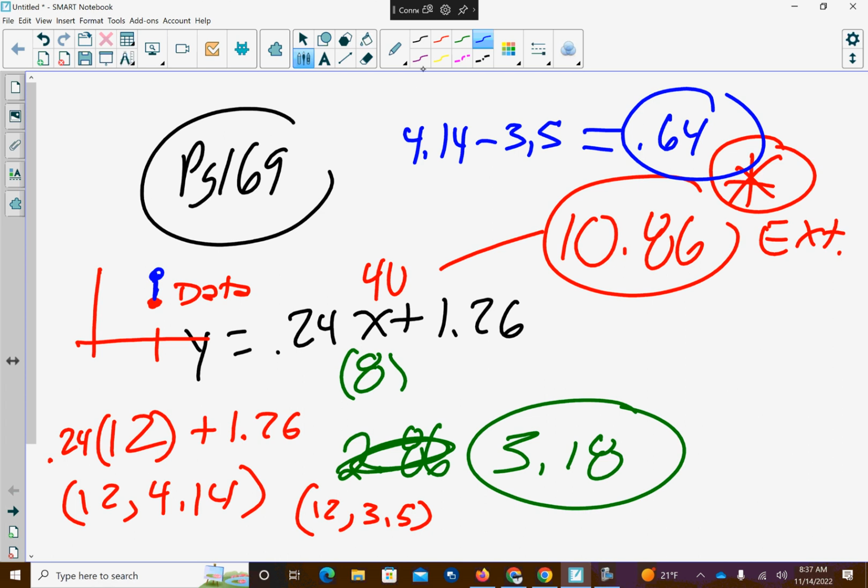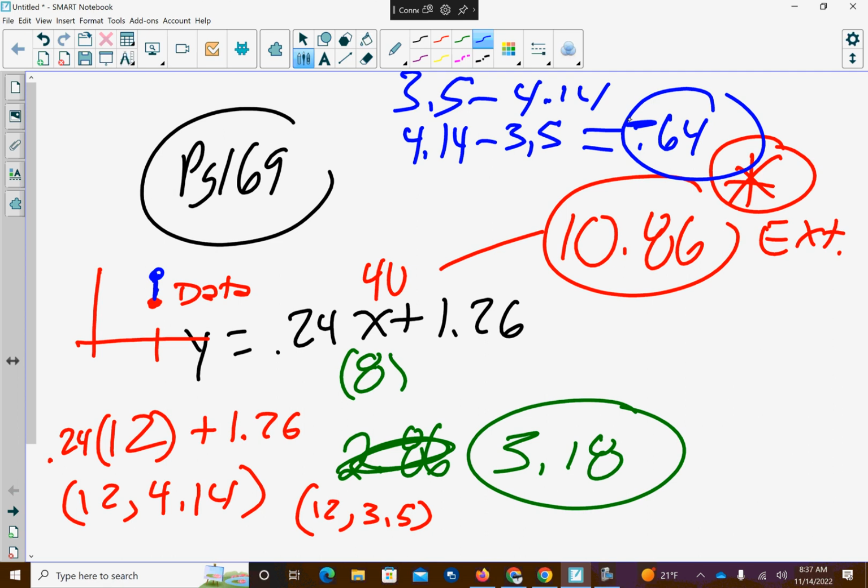Actually, I went backwards. I'm sorry. It should have been 3.5 minus 4.14, so that should have been negative. We have a negative residual. And then explain what the residual means in the context of the problem. For the trial that lasted 12 hours, the jury deliberations were over-predicted by 0.644 hours.